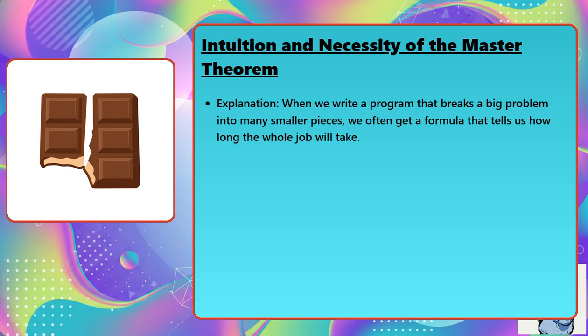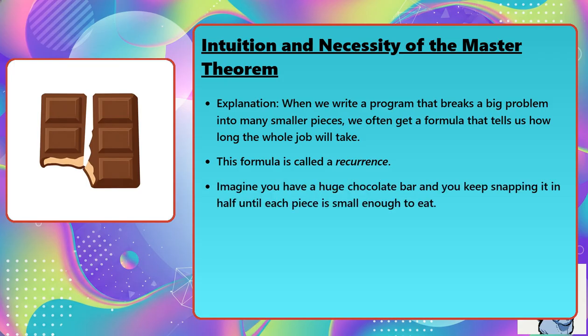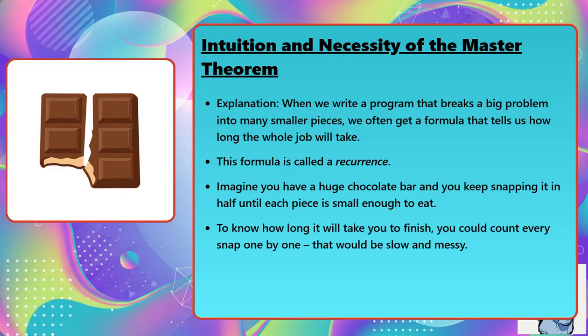When we write a program that breaks a big problem into many smaller pieces, we often get a formula that tells us how long the whole job will take. This formula is called a recurrence. Imagine you have a huge chocolate bar and you keep snapping it in half until each piece is small enough to eat. To know how long it will take you to finish, you could count every snap one by one. That would be slow and messy.